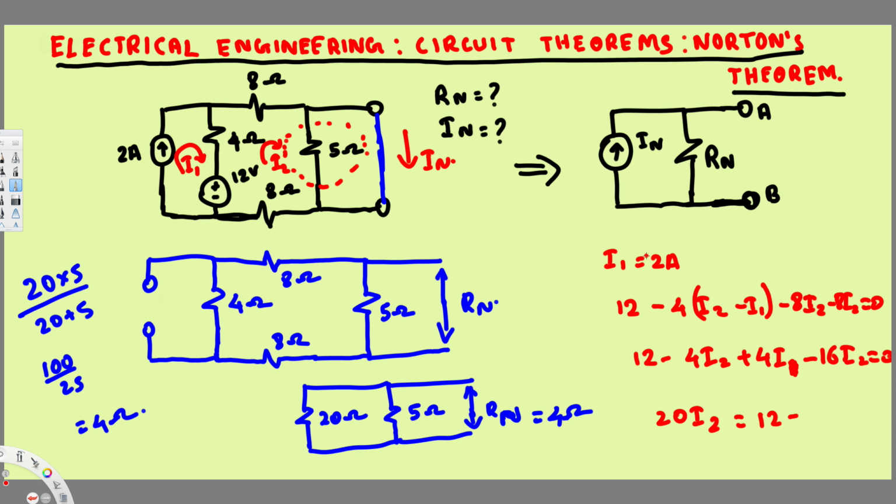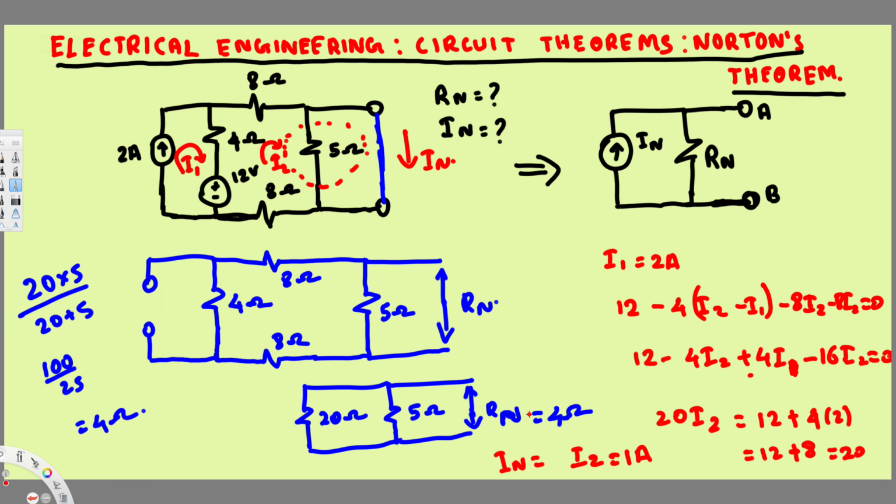plus 4 I1, and we know I1 is 2 ampere, so we can plug that in right here. So I'm looking at 4 I1, because I2 we moved already, so we shouldn't worry about that. I1 is 2 ampere, so 4 times I1 is plus 8 right here. So 12 plus 8, that's going to be 20. So 20 I2 is equal to 20, therefore I2 is going to be equal to 1 ampere. And this is our current passing through here, I Norton, so I Norton is also equal to 1 ampere, right? Now we have found I Norton and R Norton.